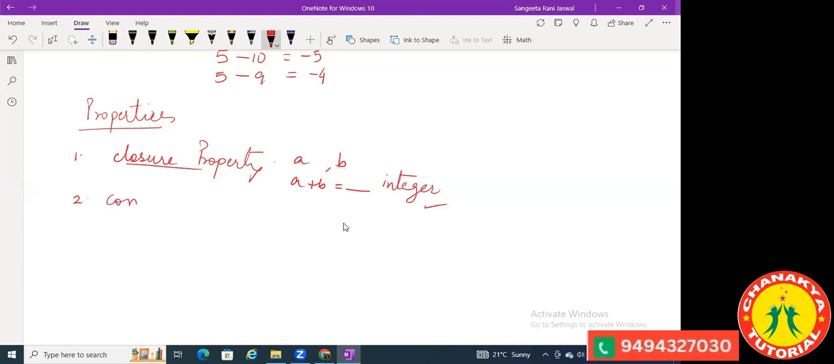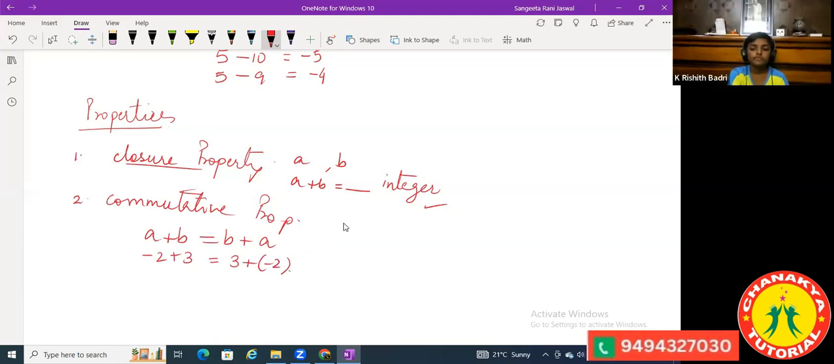So next is the commutative property. The commutative property says that if you add two integers in any order, the answer will be the same. You can add integers in any order: -2 plus 3, or you can add 3 plus -2.